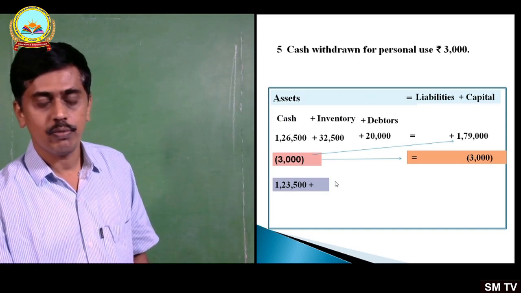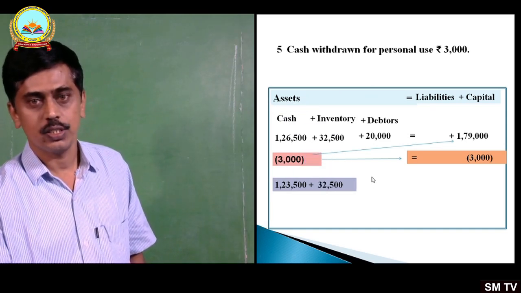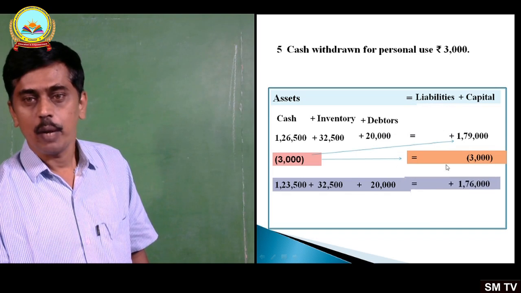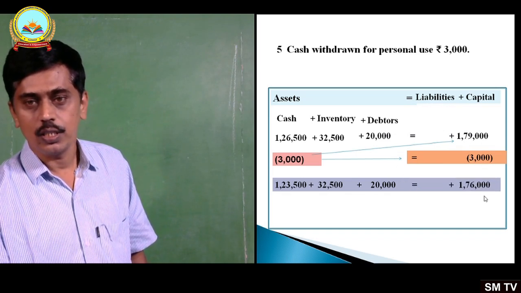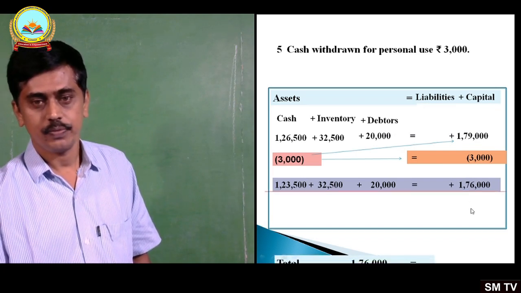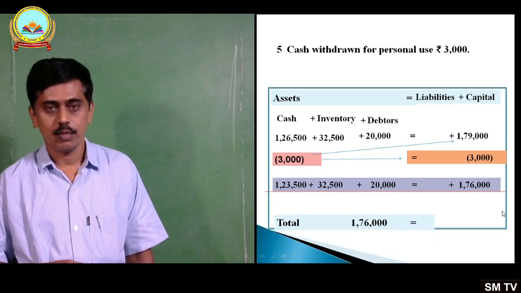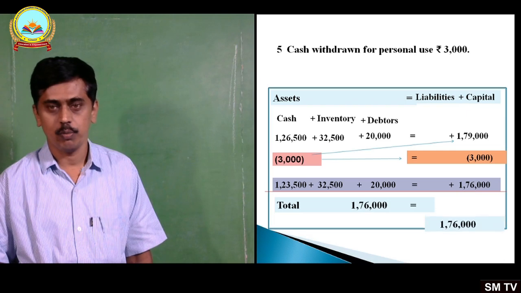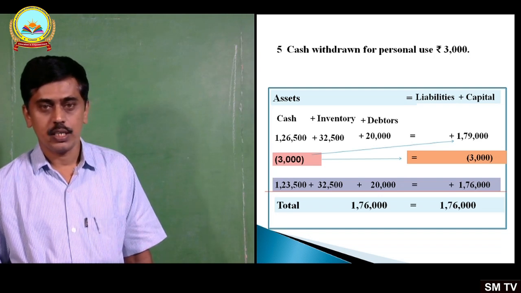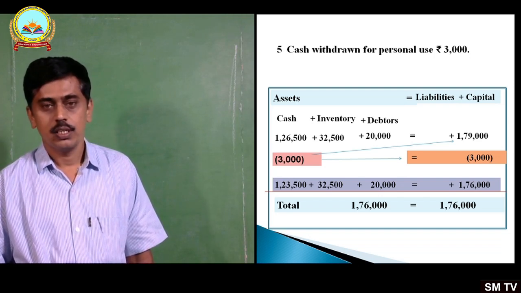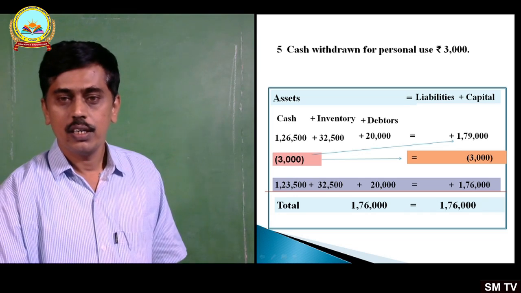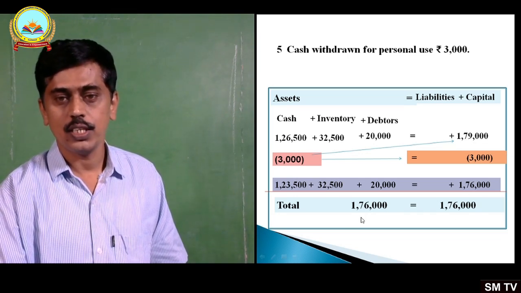Next, 32,500 inventory, no change. Debtors 20,000, no change. Creditors nil. Then capital 1,79,000 minus 3,000 comes to 1,76,000. Now find the total. How much does it come to? 1,76,000, both the sides. Check it. 1,23,500 plus 32,500 plus 20,000 is 1,76,000, and here 1,76,000. Both the sides are equal.